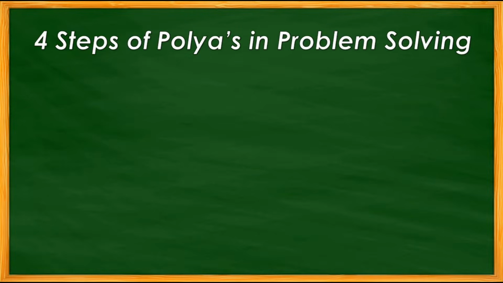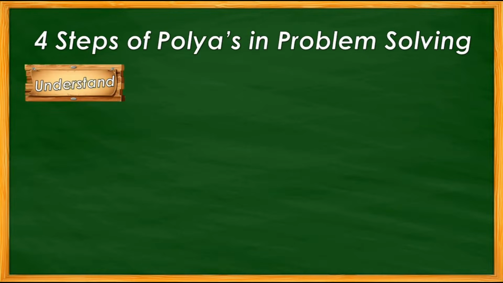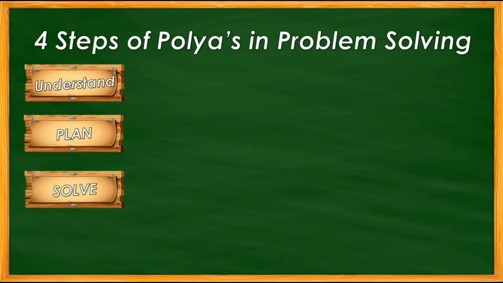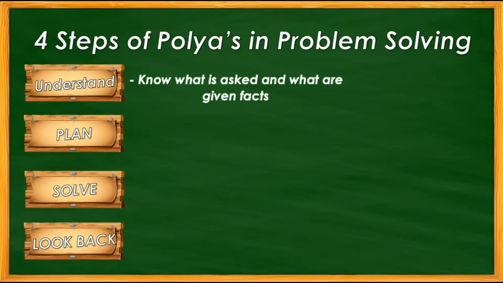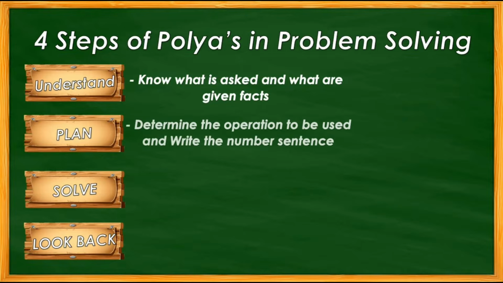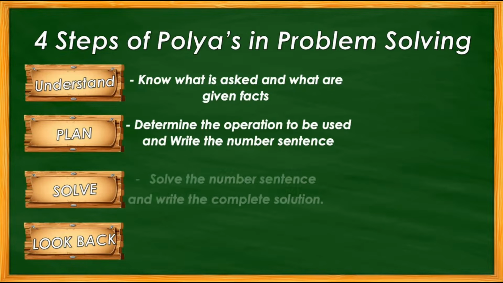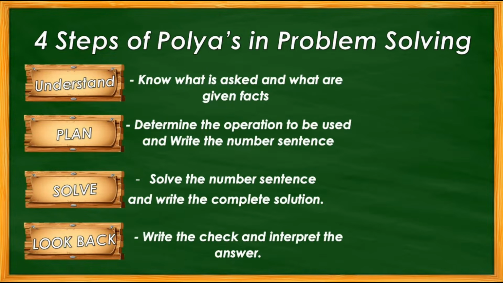One way to solve this problem is the four steps in problem solving, where you can understand, plan, solve, and look back. In understanding, you're going to know what is asked and what are the given. In planning, you're going to determine the operation to be used and write the number sentence. And in solving, you're going to solve the number sentence and write the complete solution. And in looking back, you're going to write and check and interpret your answer.